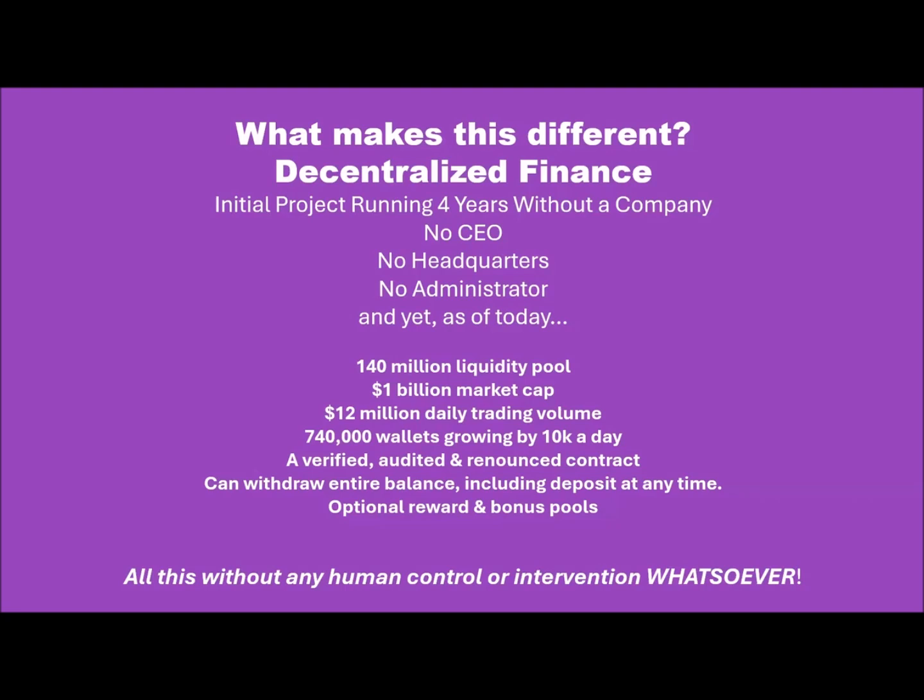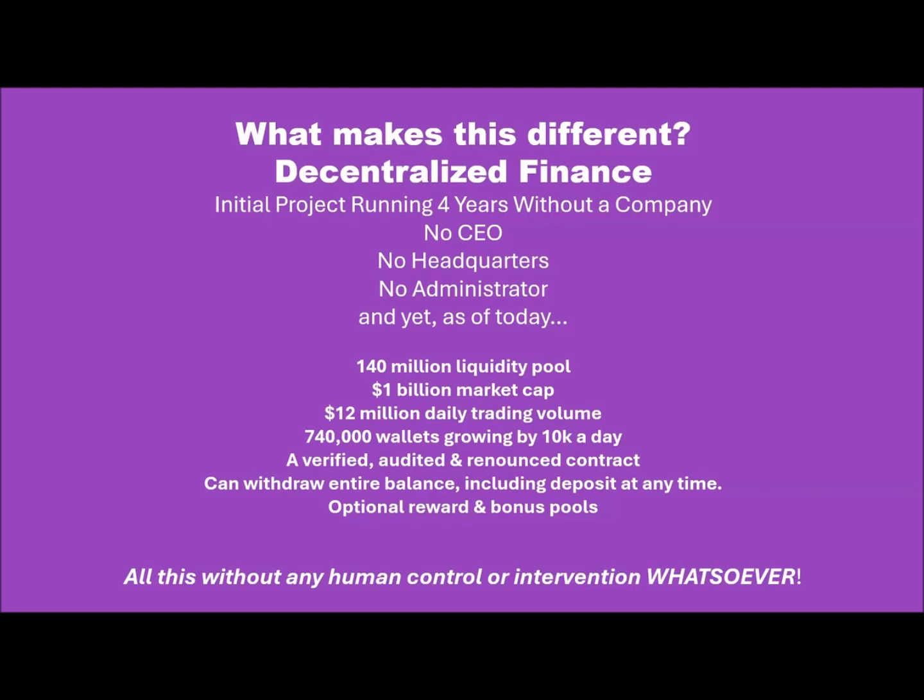So this computer code is called a smart contract. It is verified, it is audited, and it is renounced, meaning that the developers cannot go in and change anything. It'll be around as long as Bitcoin and the internet exists. And when you stake and make a deposit into this protocol, you can withdraw your entire balance or any amount of it at any time, and it'll be in your wallet within seconds.